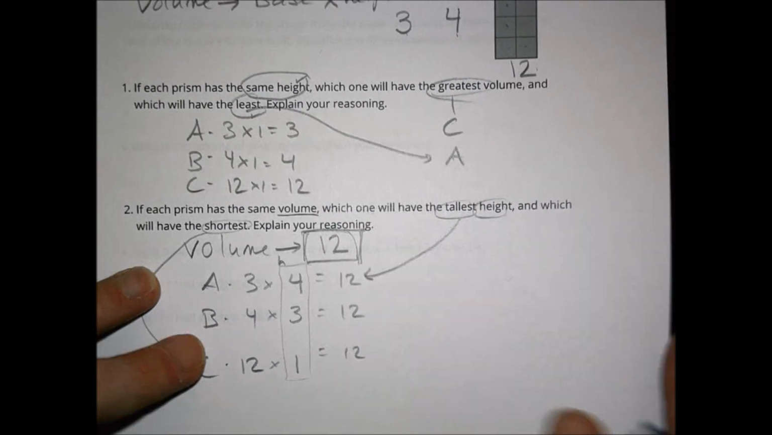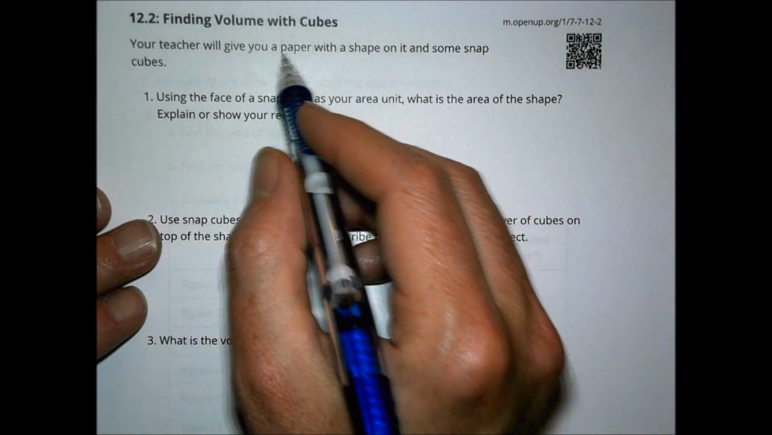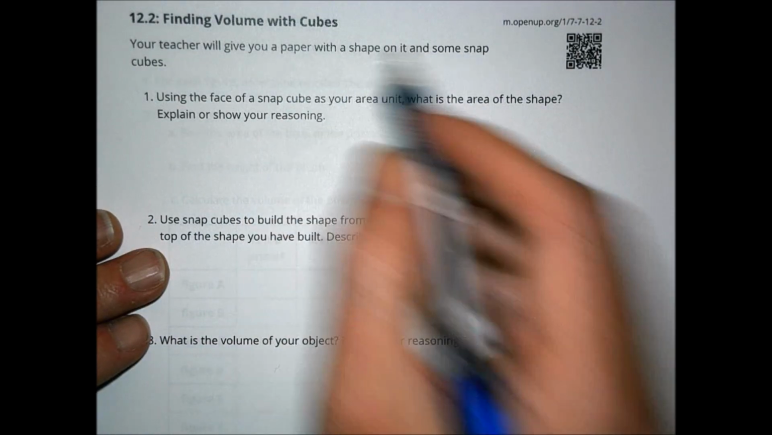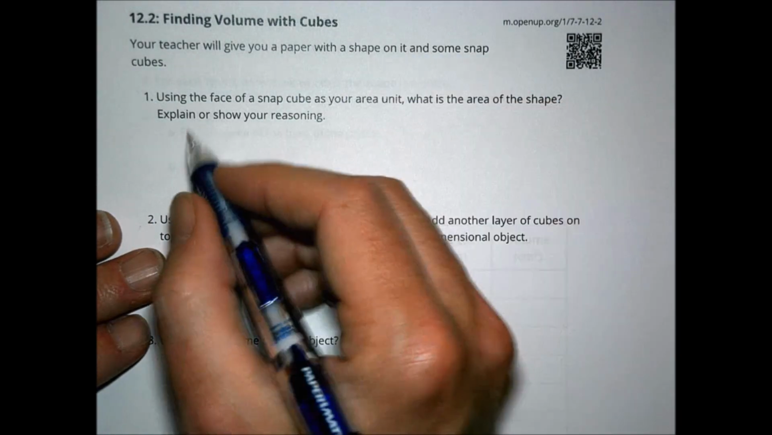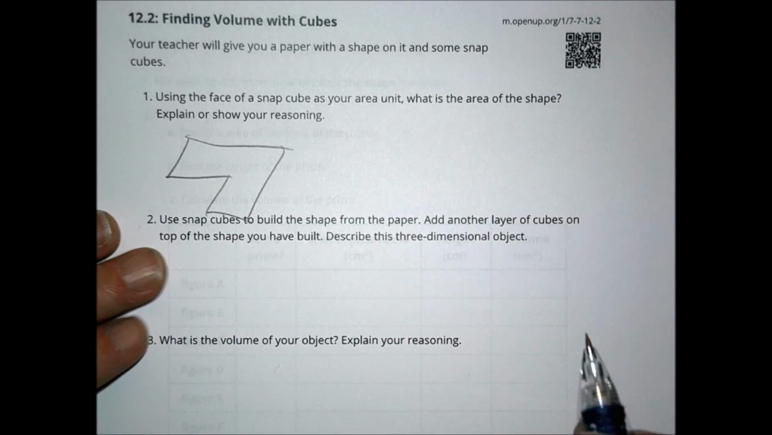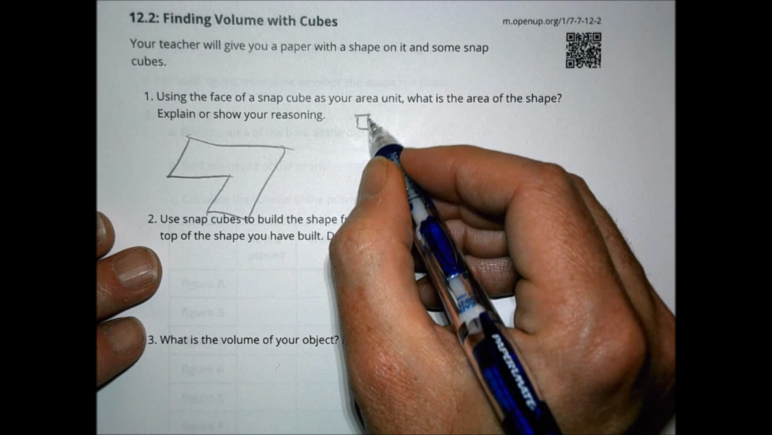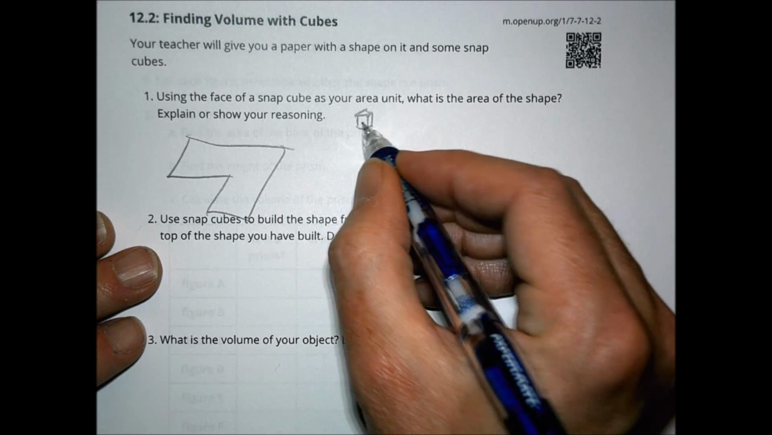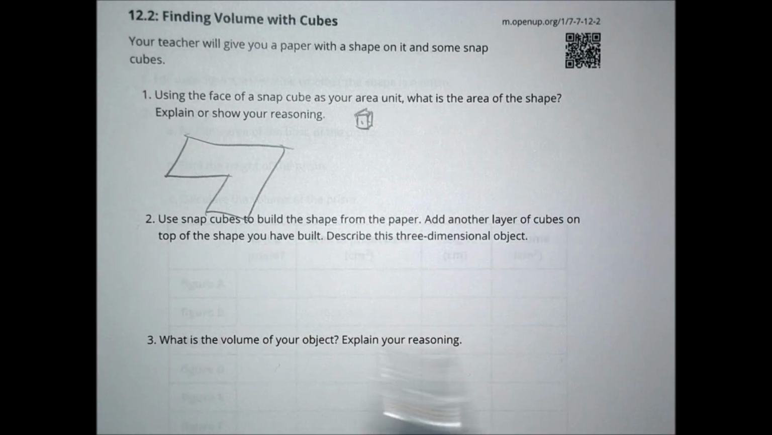Let's take a look at a sample here, or something that was on the computer. Maybe your teacher got this out on the computer today and showed you. Maybe you did it yourself. So let's take a look here. It says your teacher's giving you a piece of paper with a shape on it and some snap cubes. You probably got a shape that looks something like this, with some snap cubes, some little Unifix cubes, little squares that you play with, that have maybe some dots that help hook them up.